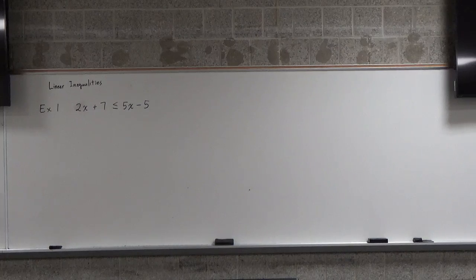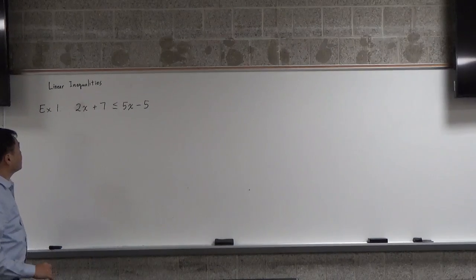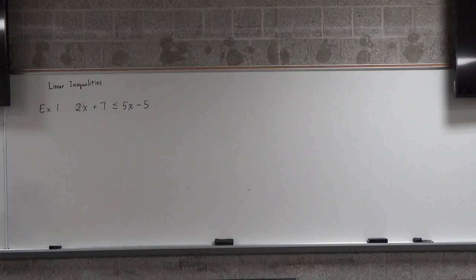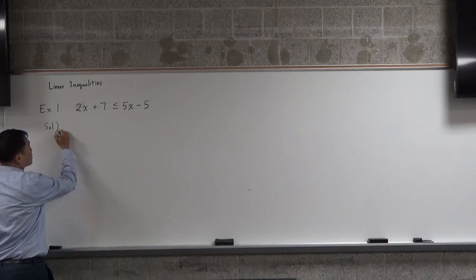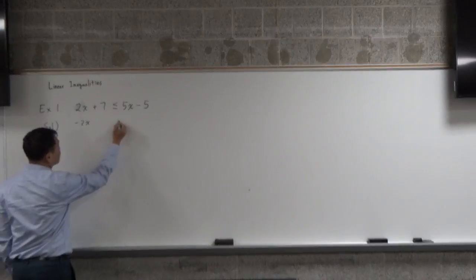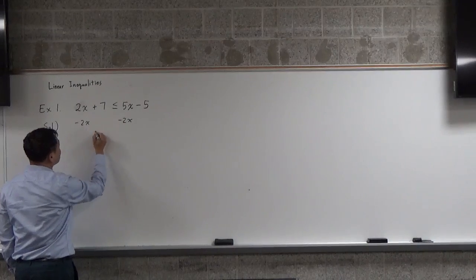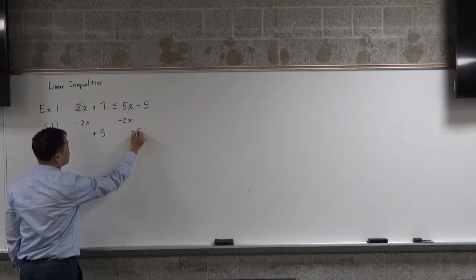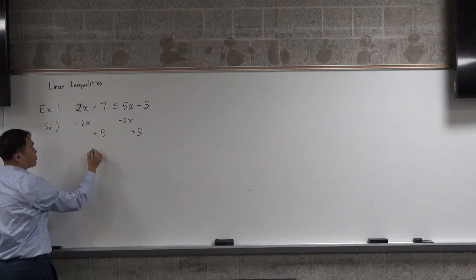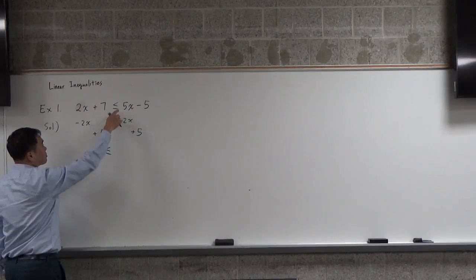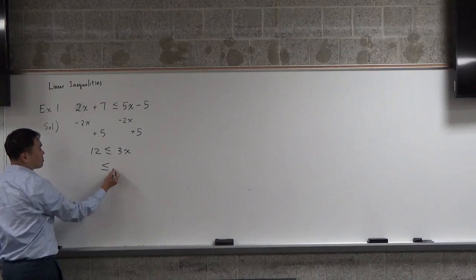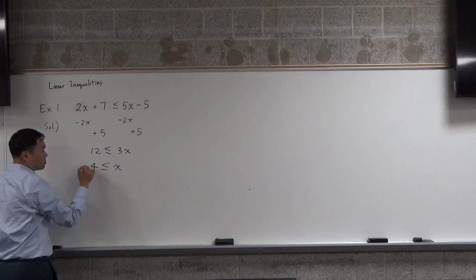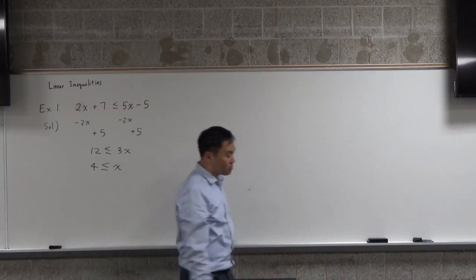Okay, today we are going to do inequalities. Suppose you're given this type of inequality. How would you solve this? You should subtract 2x both sides, right? And also add 5 both sides. 7 plus 5 will give you 12. 5x minus 2x will give you 3x. And now you divide by 3 and you get x 4 or greater, right?